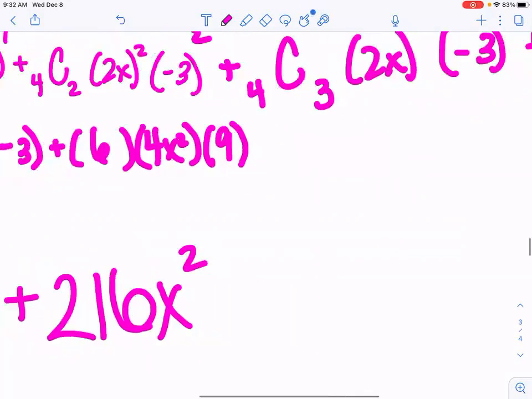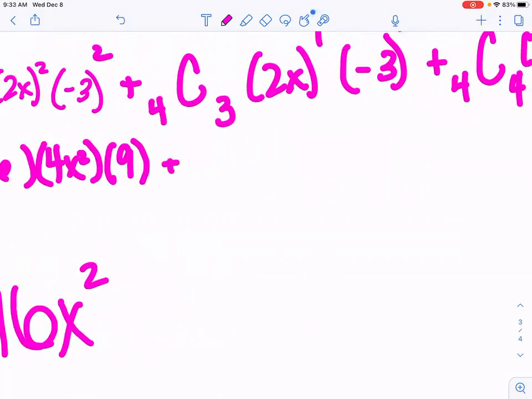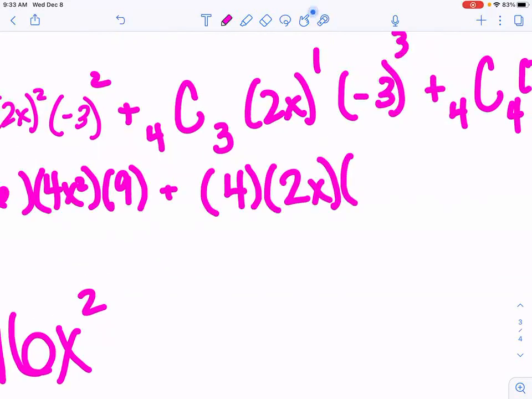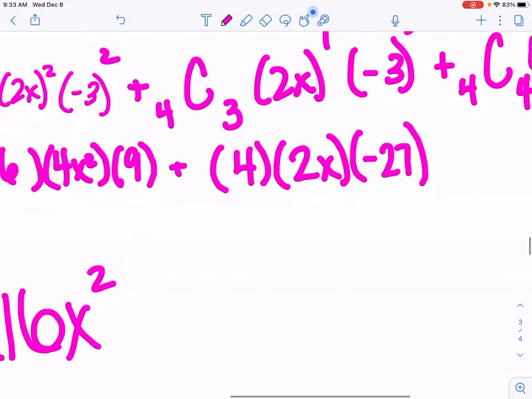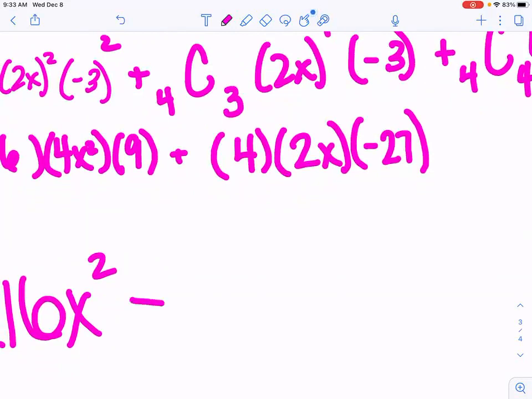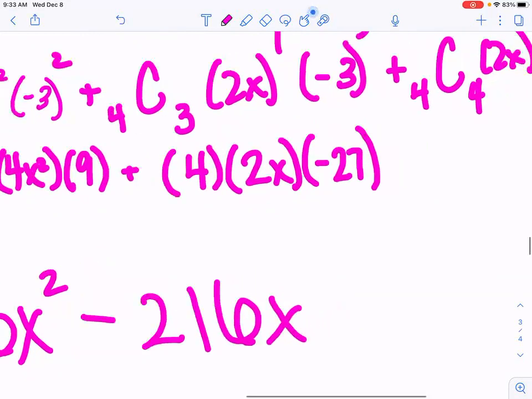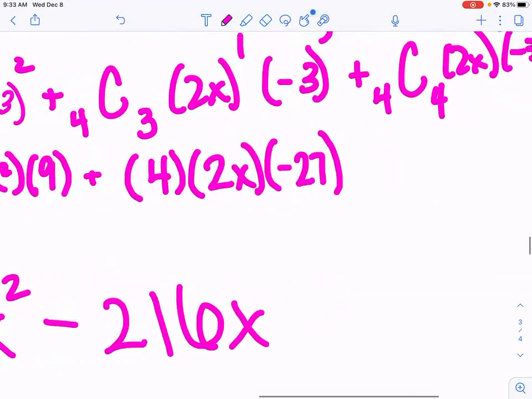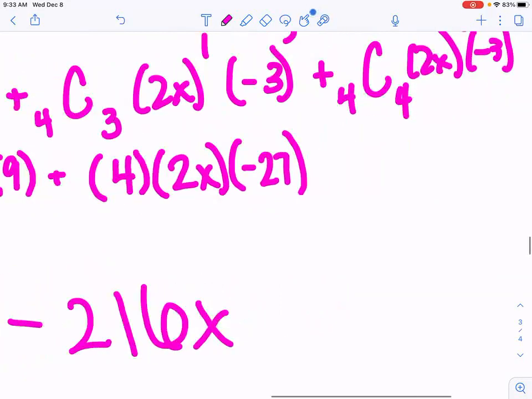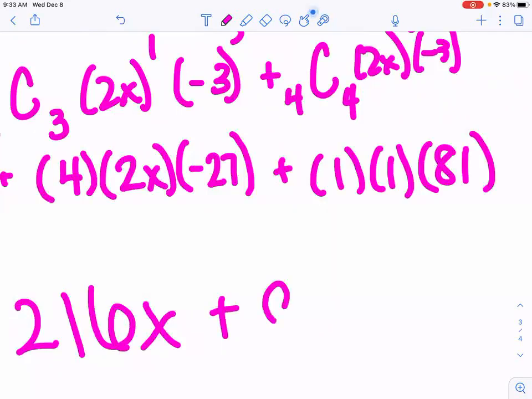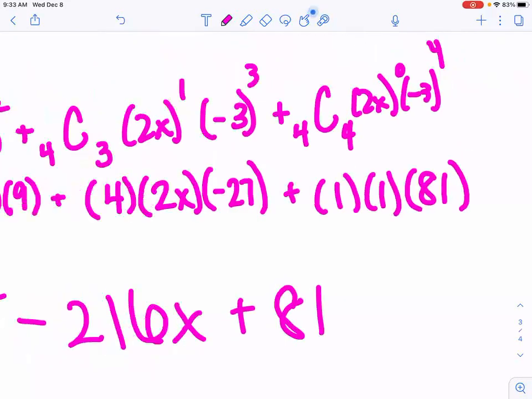All right, next term, 4 combinations of 3. Gives us 4. 2x to the first gives us 2x. What about -3 cubed? -27. So what is 4 times 2 times -27? Ooh. And then our last term, 4 combinations of 4, 2x to the 0, and -3 to the 4th gives us a +81.